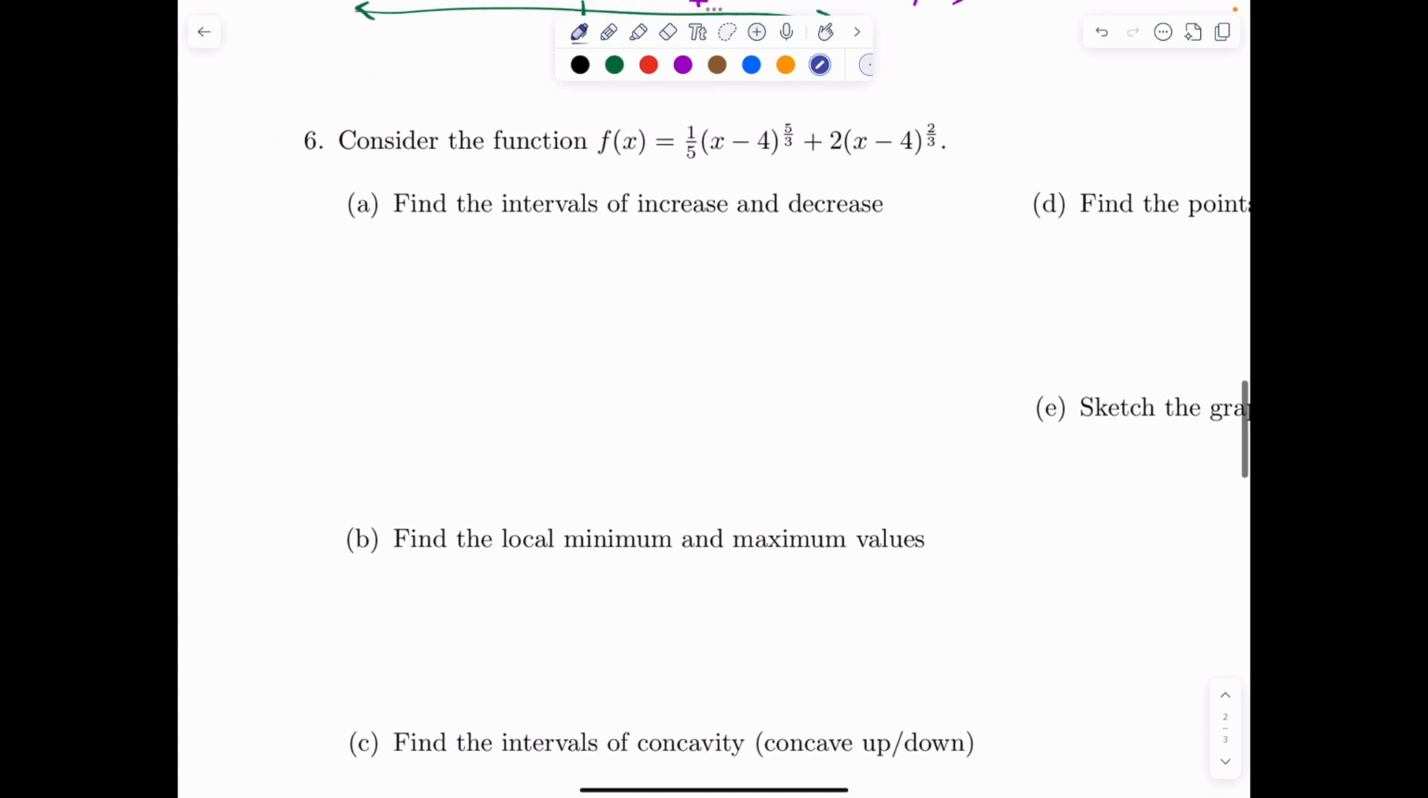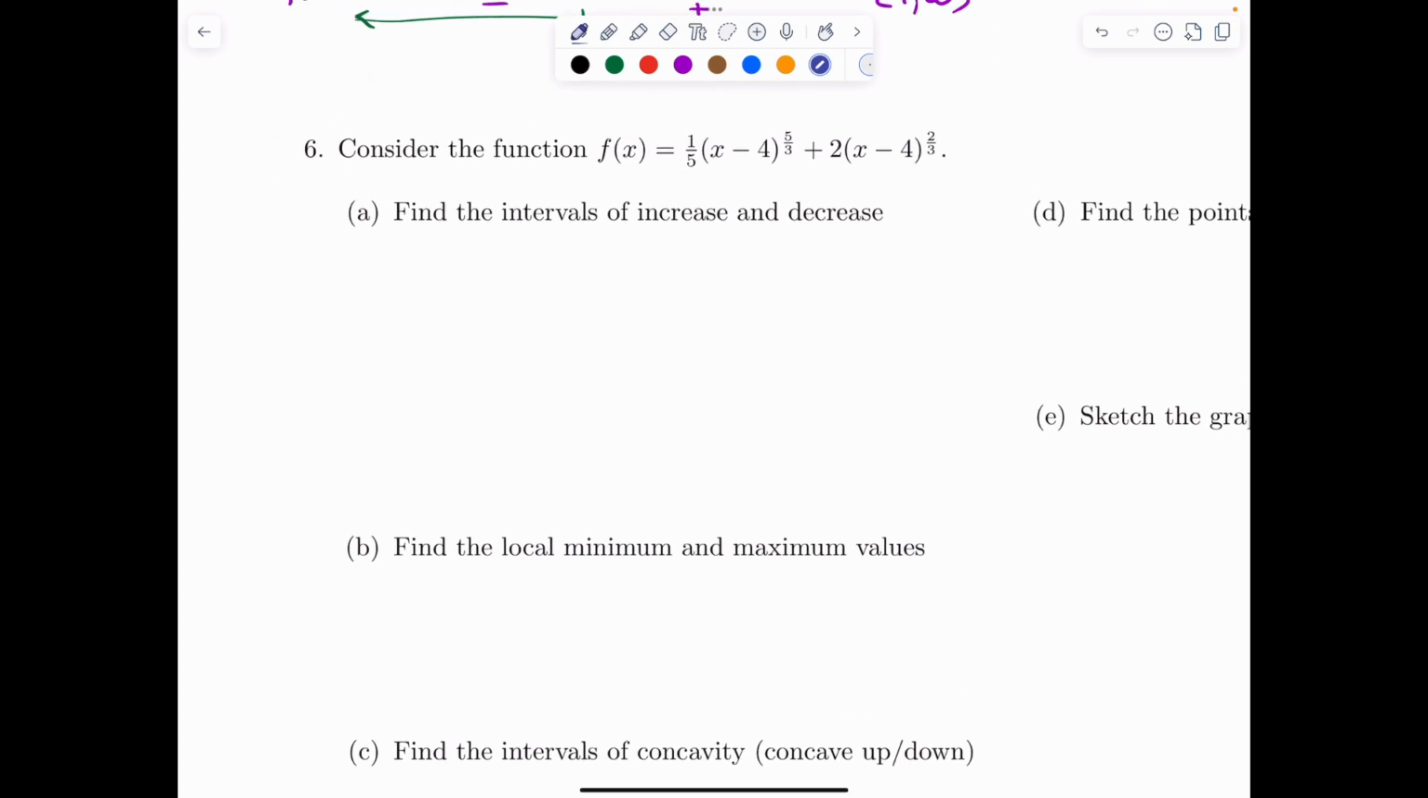Well, let's do the same thing with this problem. This one's going to be a little bit more complicated because of those fractional exponents, but let's not let that deter us. So f prime is going to be 5/3 times 1/5 times x minus 4 using the chain rule. Okay, plus 2/3 times 2 times x minus 4 to the -1/3.